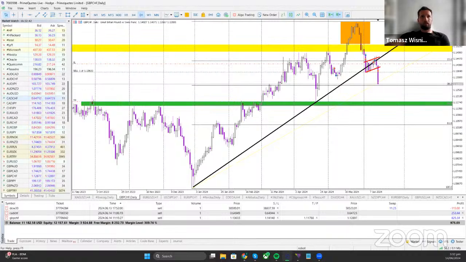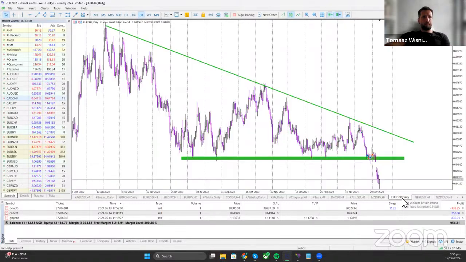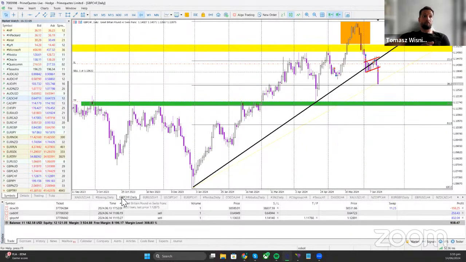Probably something happened, but I will have to access the news in order to tell you what, that the British pound is in such a downfall. You can see here also British pound to American dollar, we're breaking key support, and euro to British pound is climbing higher. So probably something happened on the British pound side of the transaction.